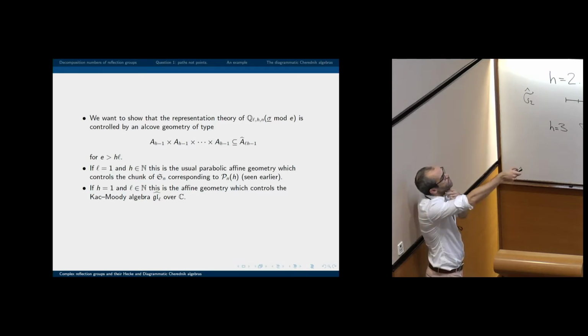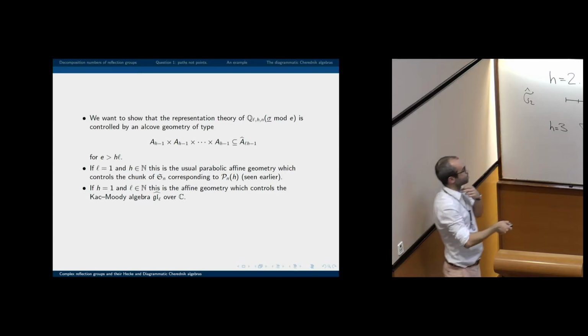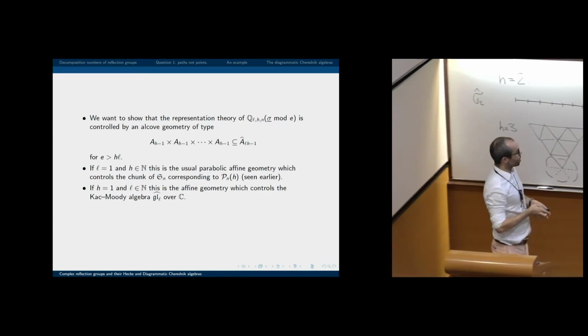Sorry, what? No, there is a hat. Look, there's the hat. There's no hat on the A_{h-1}. There's not supposed to be.